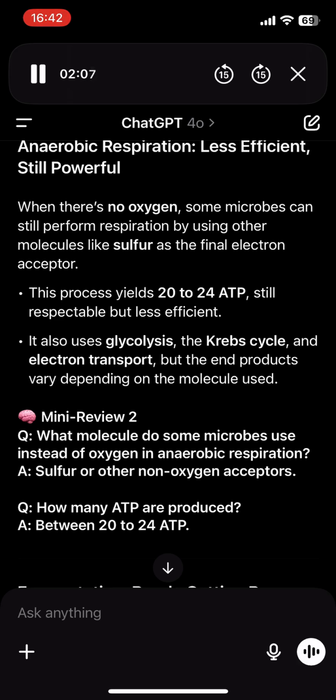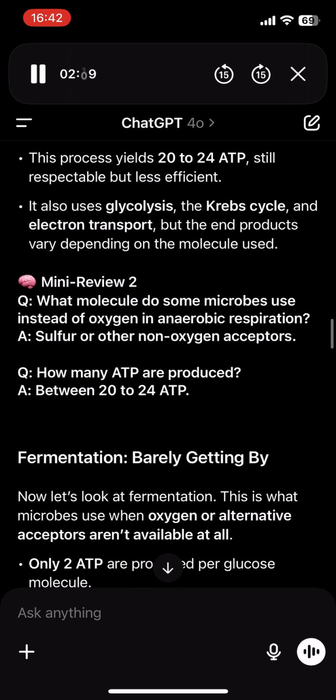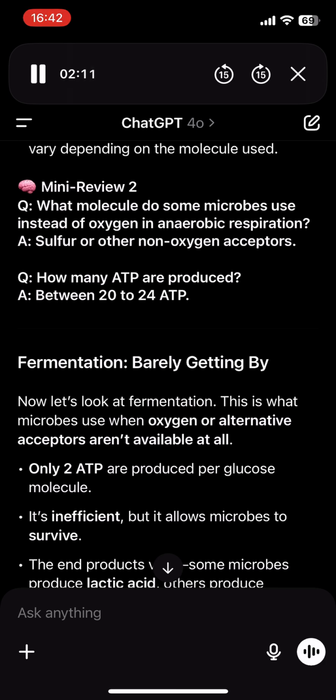Mini review 2. Q. What molecule do some microbes use instead of oxygen in anaerobic respiration? A. Sulfur or other non-oxygen acceptors. Q. How many ATP are produced? A. Between 20 to 24 ATP.